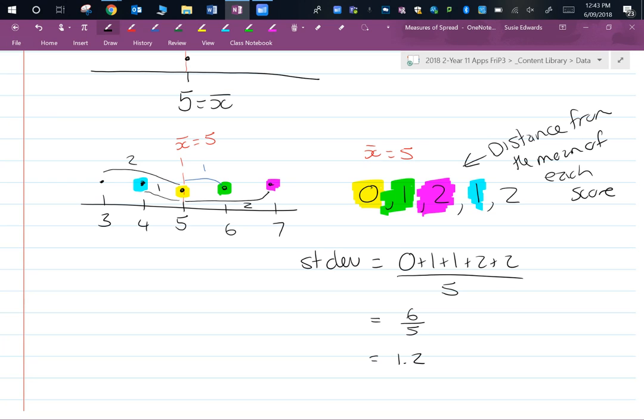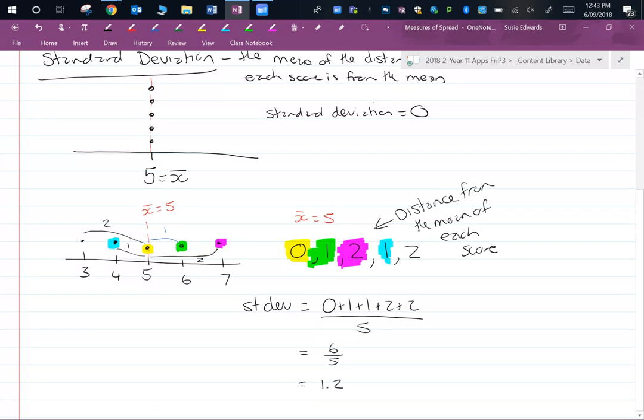So this one, the top one, was 0 because the average distance was 0. This one is 1.2 because the average distance was 1.2. Notice the 2's have kind of pulled those scores out a little bit more. Can everyone understand the concept of standard deviation? Yeah? So if we then look at this, pardon? There is, it looks like, I'll show you in a second.